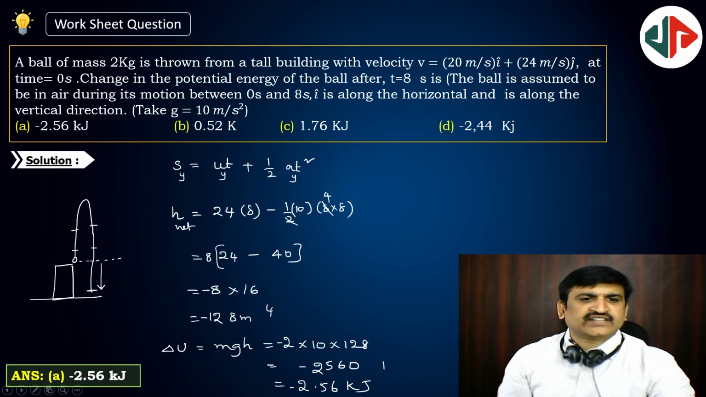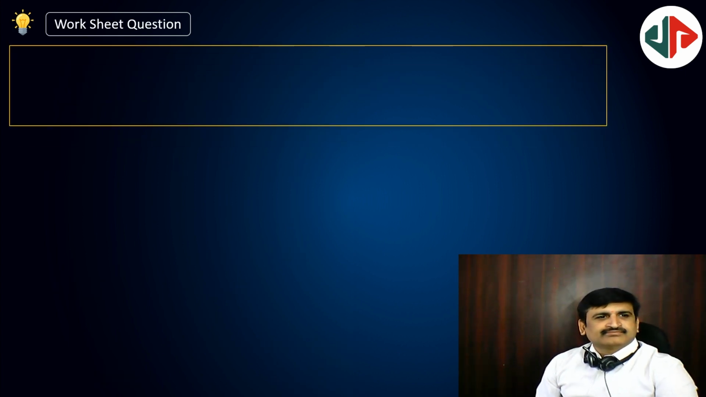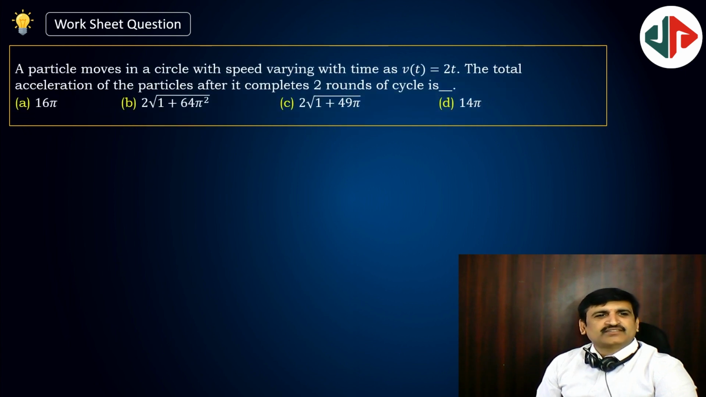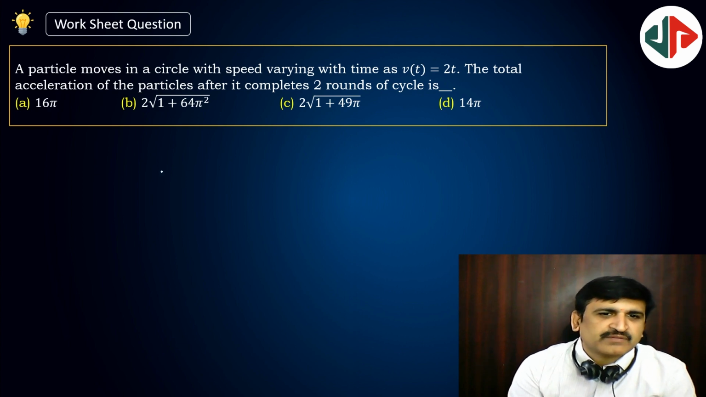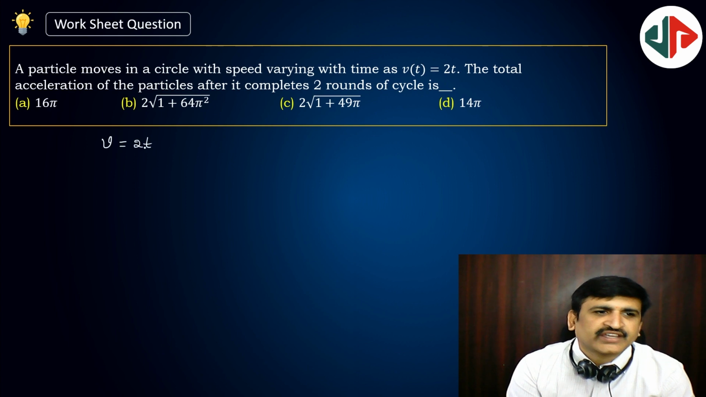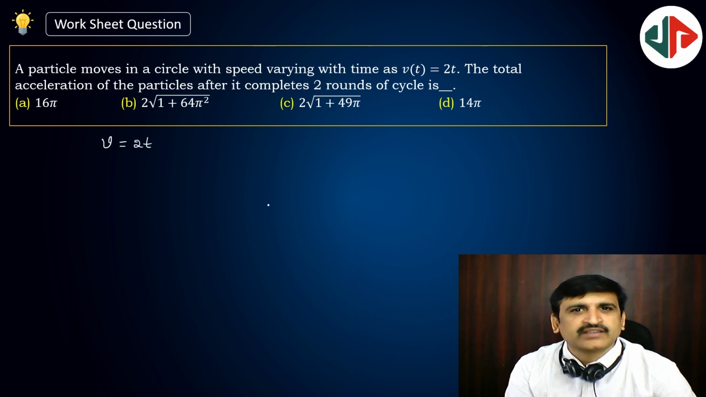Let's go to the next question. A particle moves in a circle with a speed varying as a time dependent function, V is equal to 2t. The total acceleration of the particle, total acceleration, not radial acceleration or centripetal or tangential acceleration. Total acceleration he wants after 2 complete rounds.